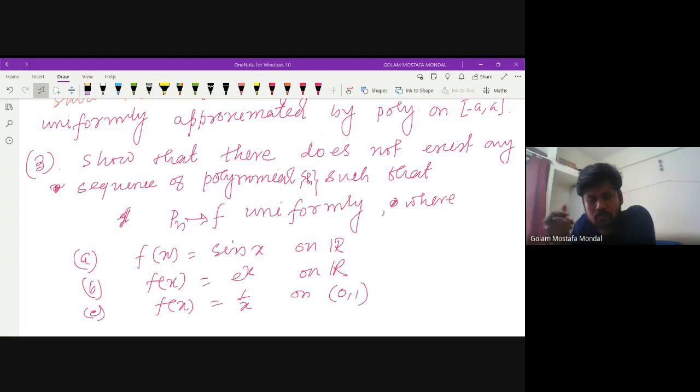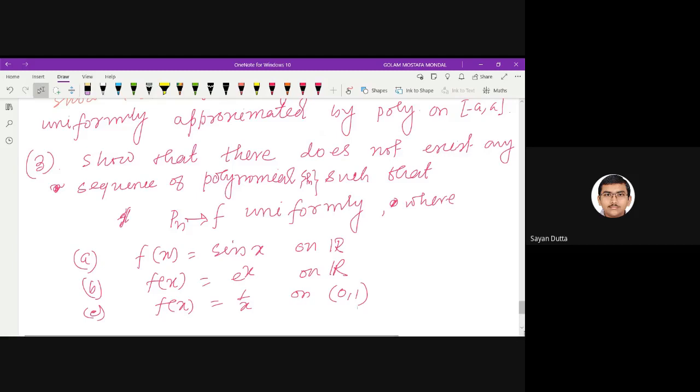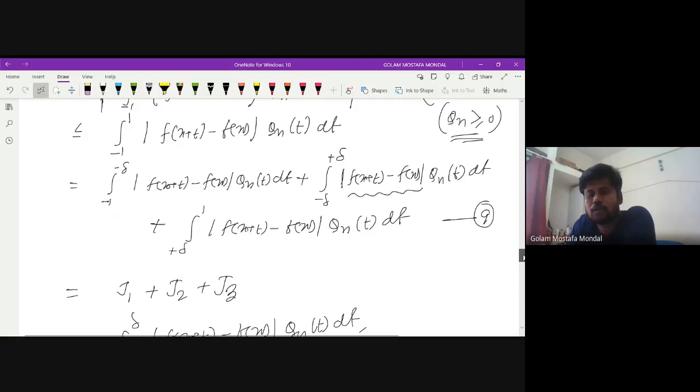I had a question. In this Weierstrass approximation, will the Taylor polynomials work? Taylor polynomials. That approximation is, Taylor polynomial is local, no? Taylor series is local, and you approximate here on an interval. This approximation is a global approximation, right?